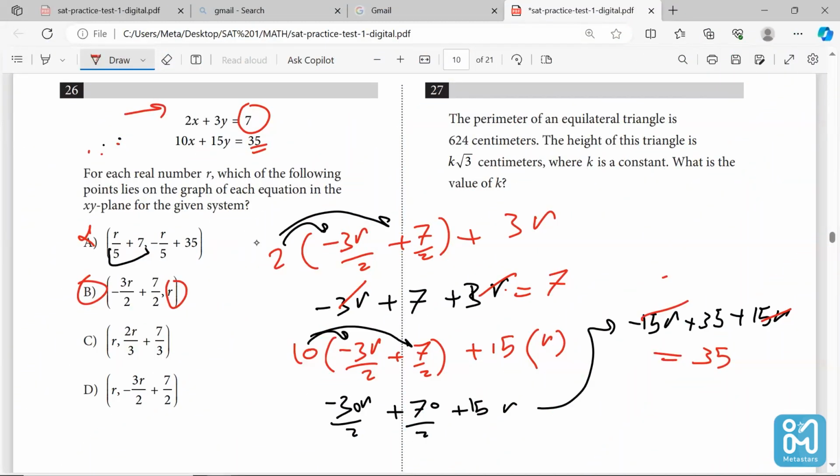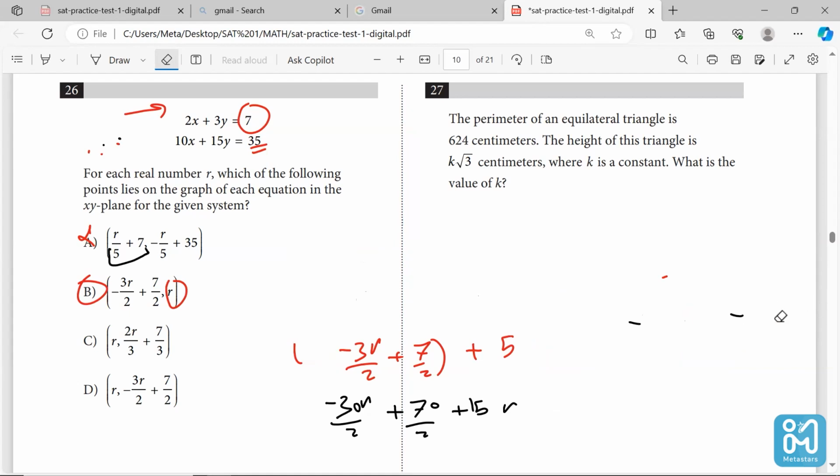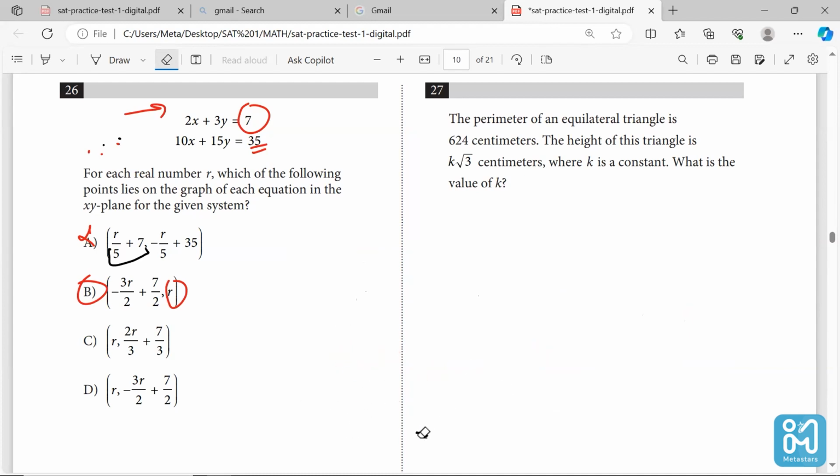Okay. Let's see the other and the last question we have. I'm talking about keywords. We have it in this question. The perimeter of an equilateral triangle. What's the meaning of equilateral? It means all sides are equal. So the perimeter of the equilateral triangle means 3s, because all the sides are equal.